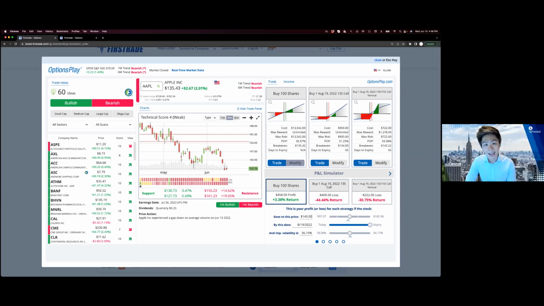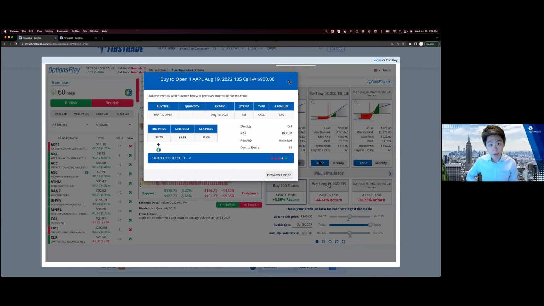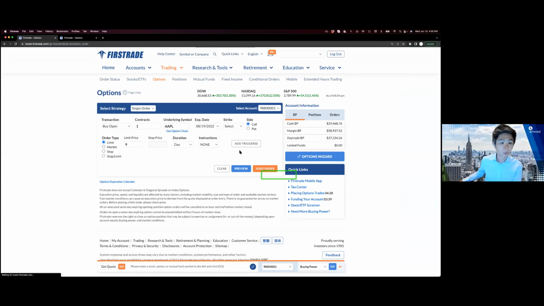And if you are in the camp of believing that the markets are going to rally from here, you think Apple could get back to maybe 150, 152 or so, and you want to buy this call option, this is really where the integration between Options Play and First Trade comes in. Simply by clicking on the trade button, it will give you the details of the trade, and you can hit the preview order button here on the lower right-hand corner. And when you click on preview order, it will actually fill in the order ticket for you.